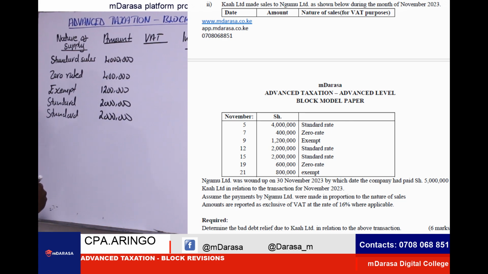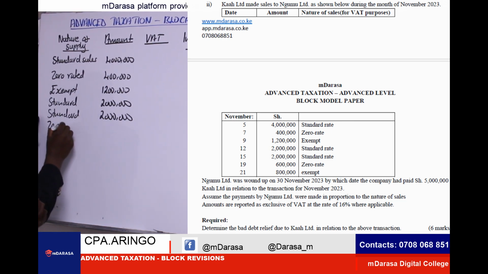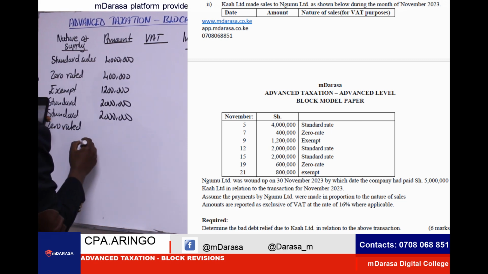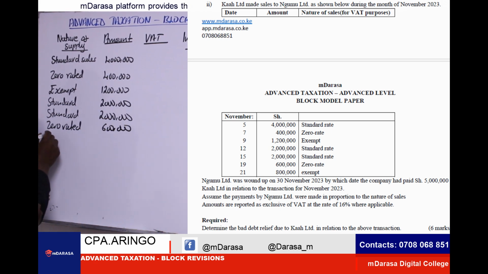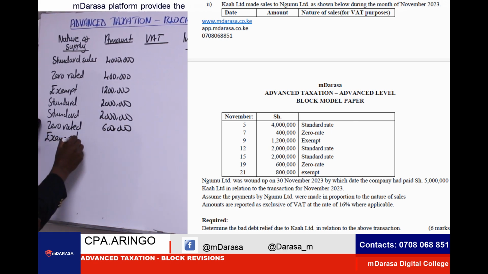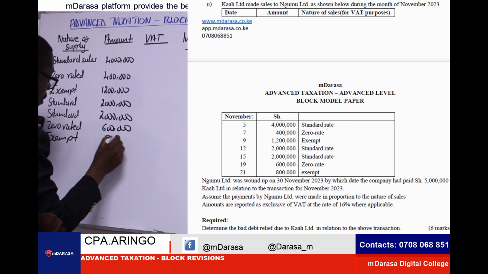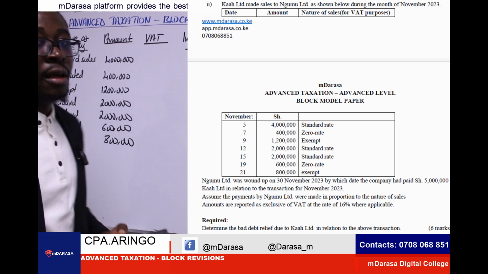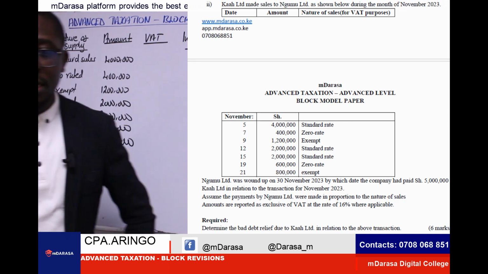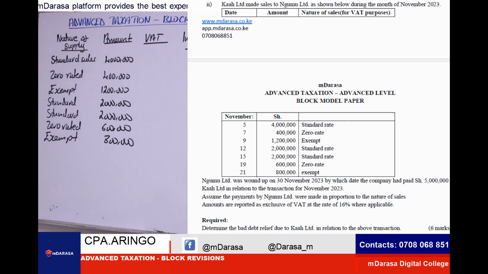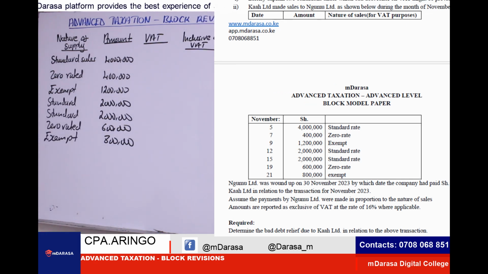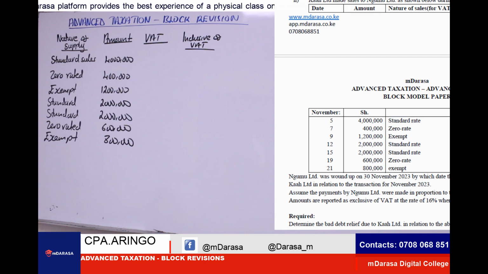Then you're also given zero rated, which is 600,000. Finally, you are given exempt, 800,000. Okay, so having our values like that, I need us to determine the VAT on our values. Let us determine our VAT on these values given.